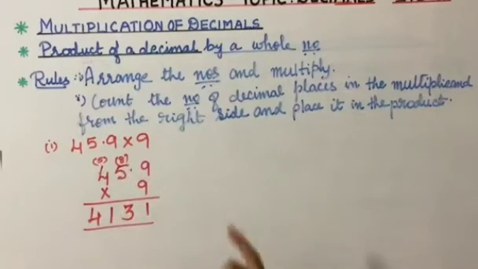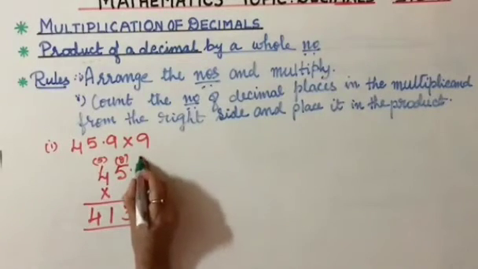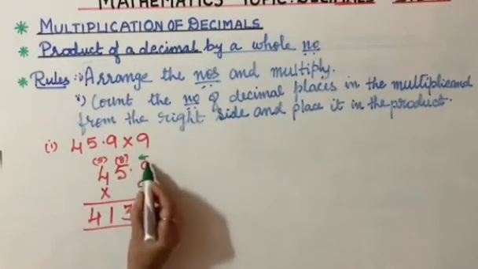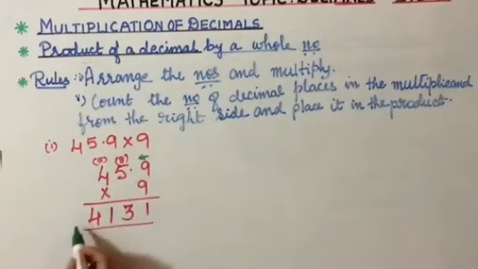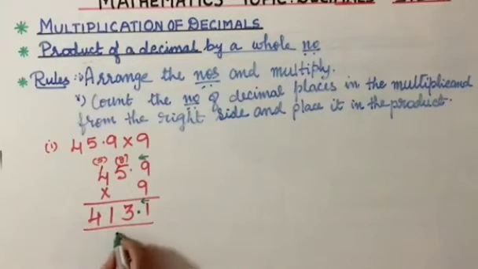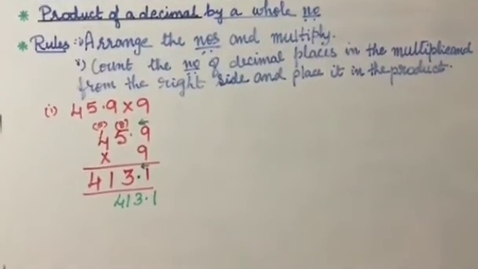Now the second rule. What does it say? From your right. Let me show you. From your right. See, how many places? One place. After one place from your right there is a decimal. So in the product you will write this decimal after one place. So your final product is 413.1, children. Please check. I think many of you would have understood.